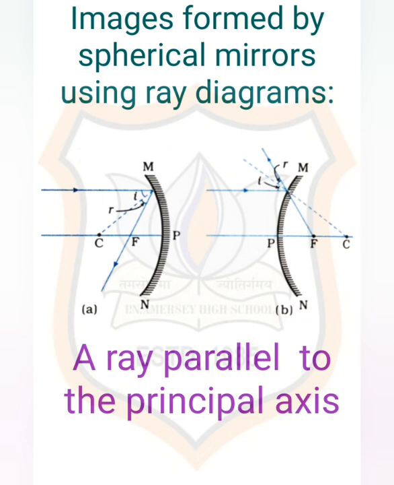But before that, let us discuss four main rays used to locate the image of a point-like object formed by reflection of light from spherical mirrors, both concave and convex, with the help of ray diagram. So let us discuss first case, when a ray is parallel to the principal axis. So observe the diagrams carefully.